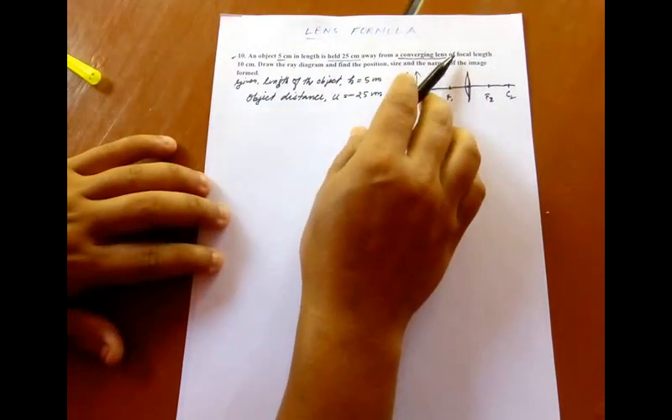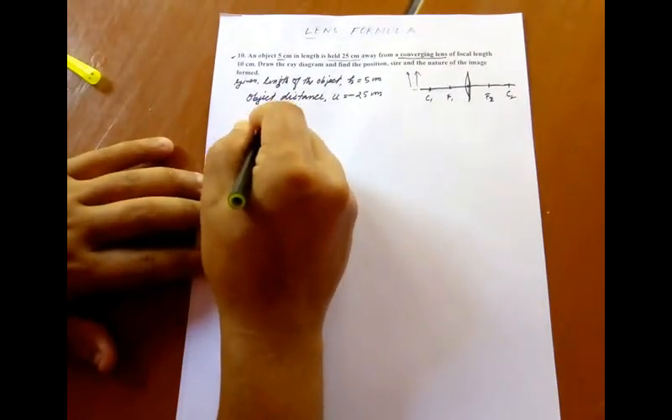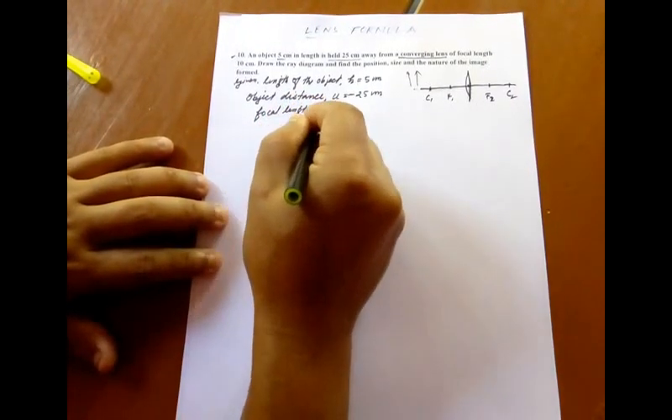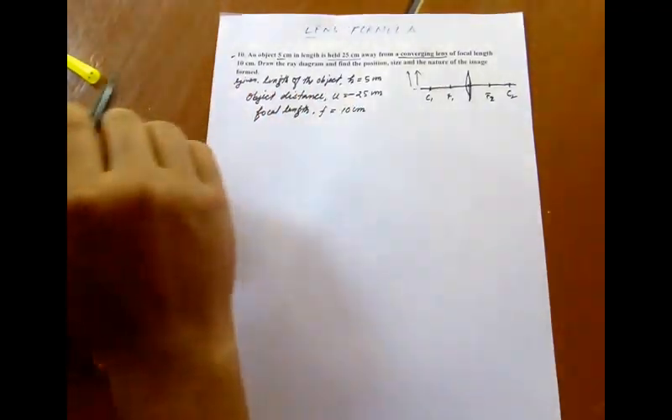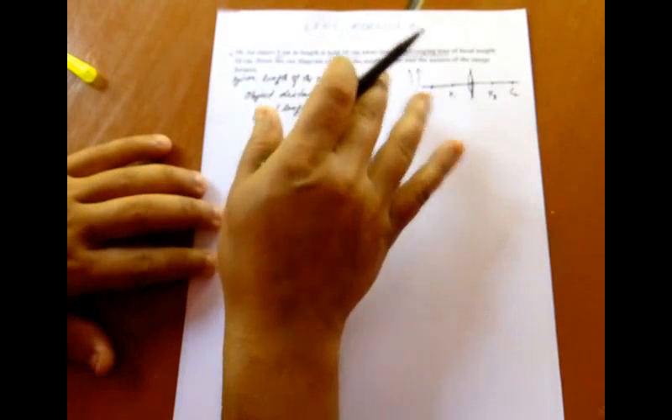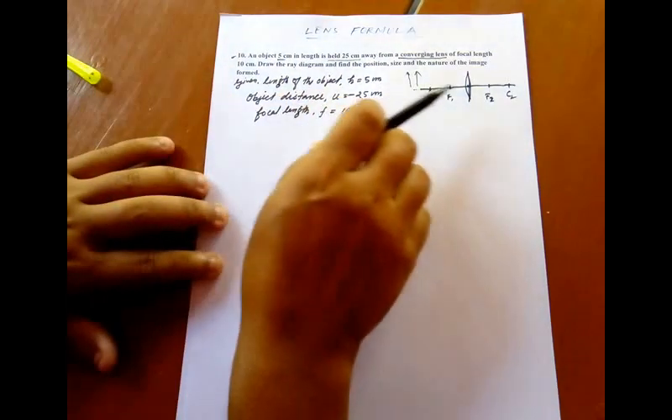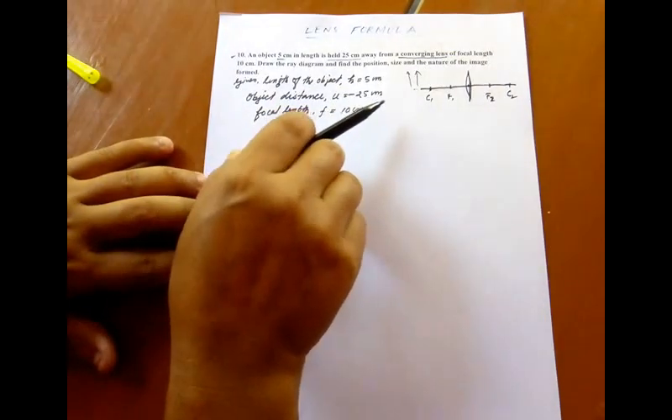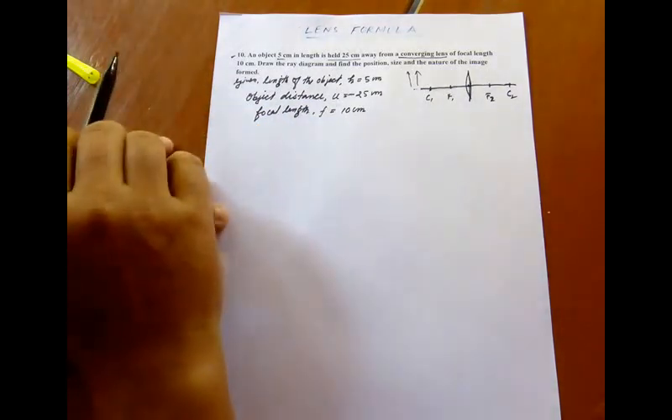Then it is given again, a converging lens of focal length 10 cm. Again focal length is given to us, so f is 10 cm. Here you should remember, there is an easy way to remember the sign convention of focal length. For a convex lens, the focal length is always a positive value, and for a concave lens it is a negative value. So here it will be a positive value, so I'll keep it as positive.